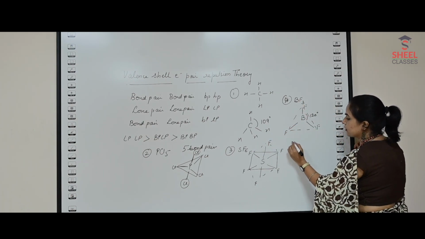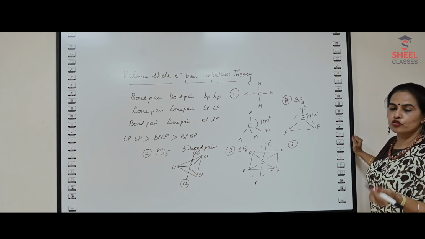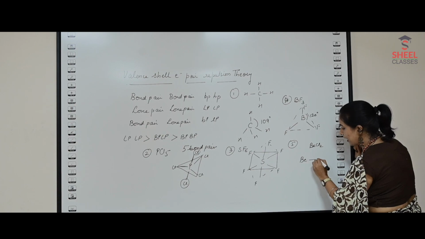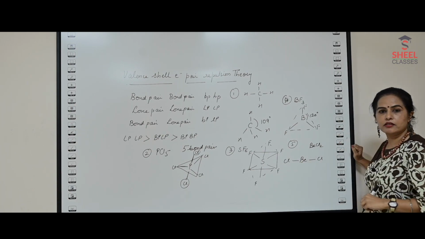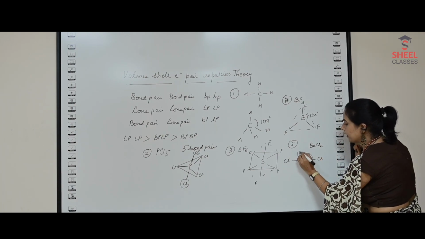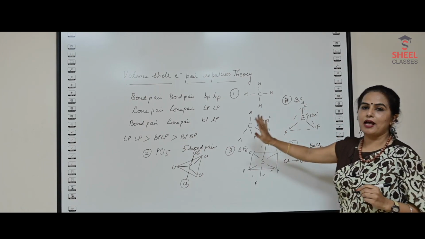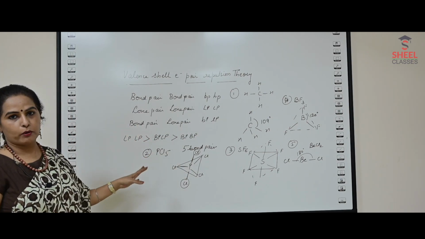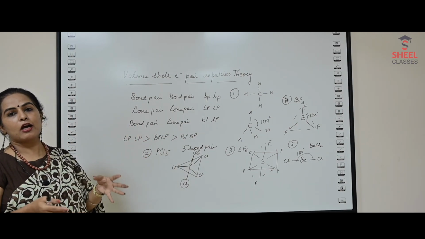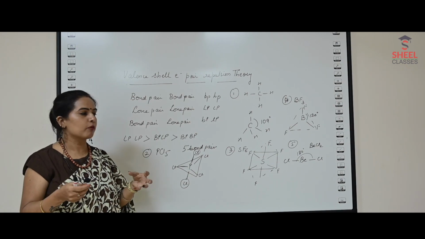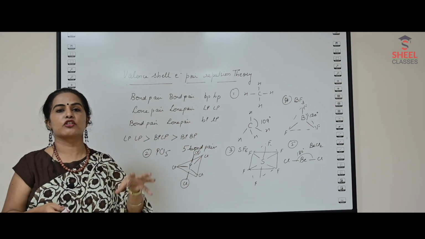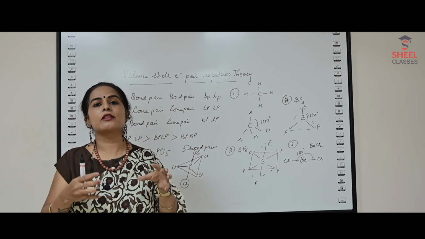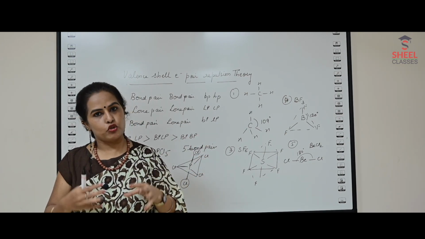Another example, let us see if there can be any linear geometry. If I have got BeCl2, I can place it like this. The bond angle is 180 degrees. So these are the examples where we are having only bond pairs, and you can see here there is no lone pair. So the repulsions exerted are only between the bond pairs, and the bond pairs try to arrange themselves in such a manner where the forces of repulsion are minimized. Therefore, they try to acquire the best possible simplest geometry.